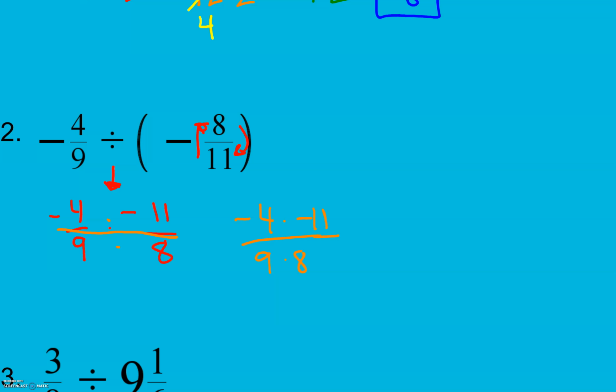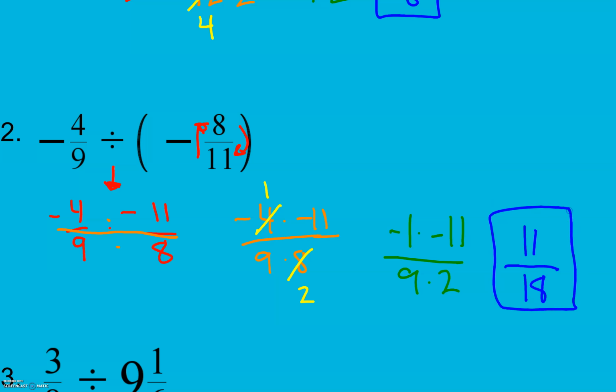Reduce if we can. So here, 4 divided by 4 is 1. 8 divided by 4 is 2. And we can simplify. So I have negative 1 times negative 11 over 9 times 2. In my numerator, 2 negatives when I multiply together give me a positive over 18. So I get 11 over 18 here.